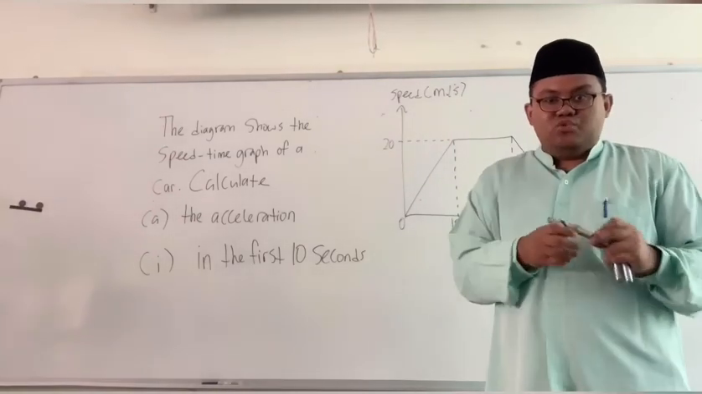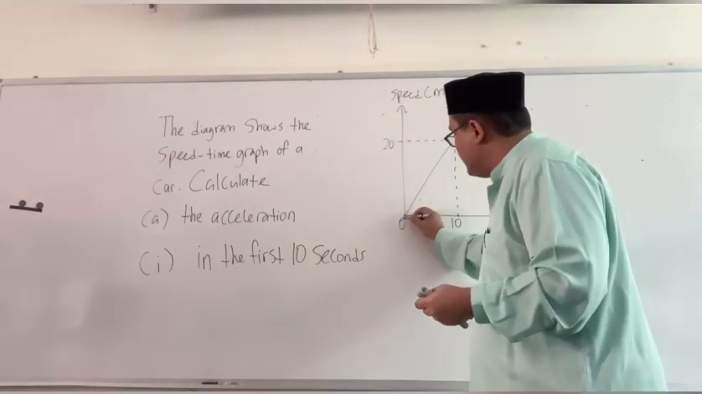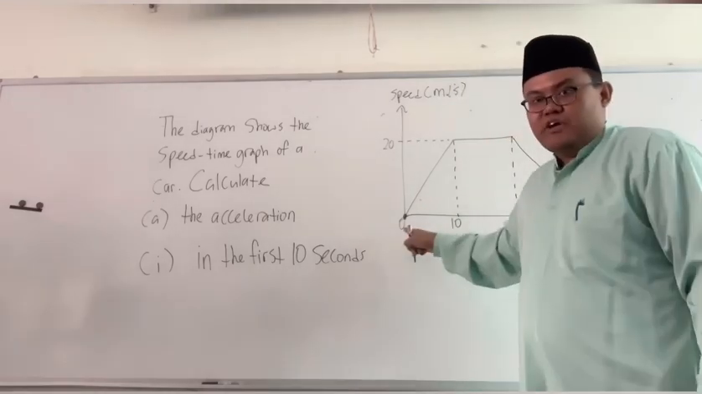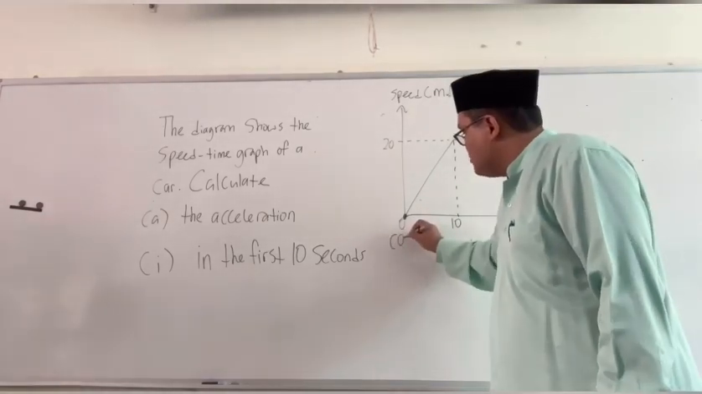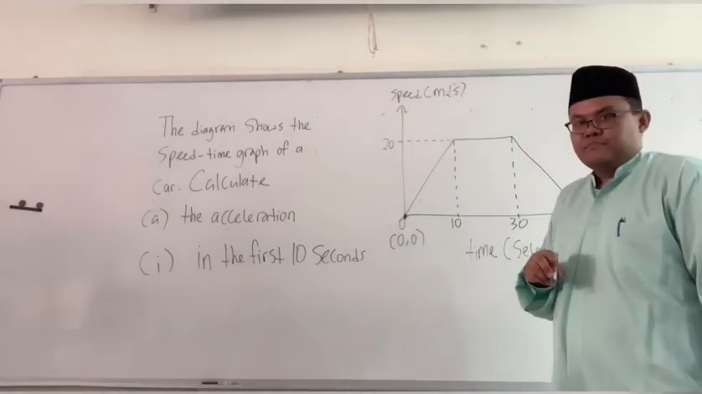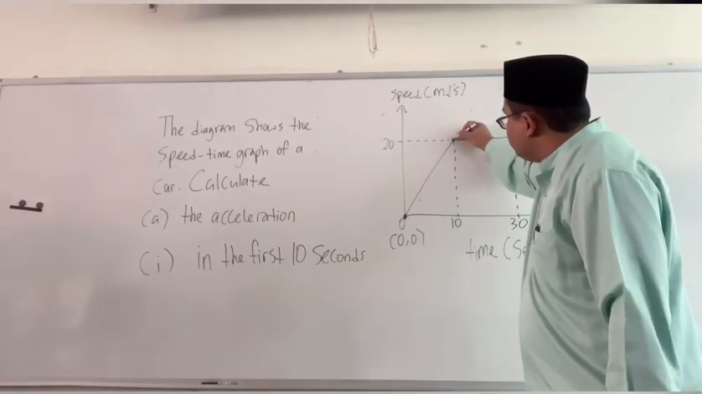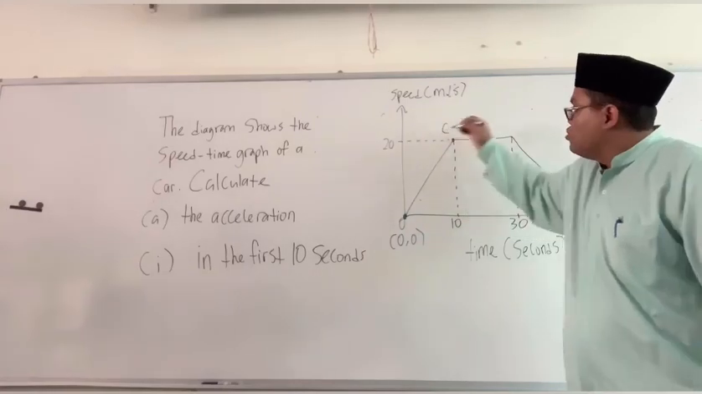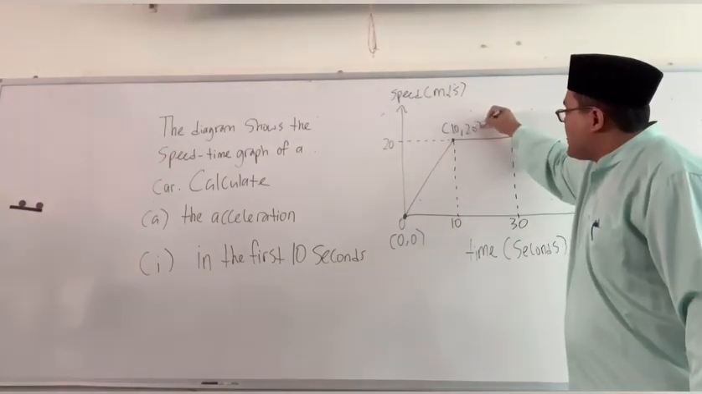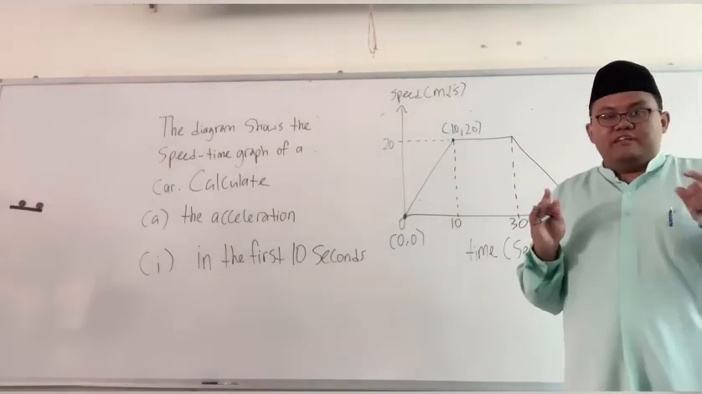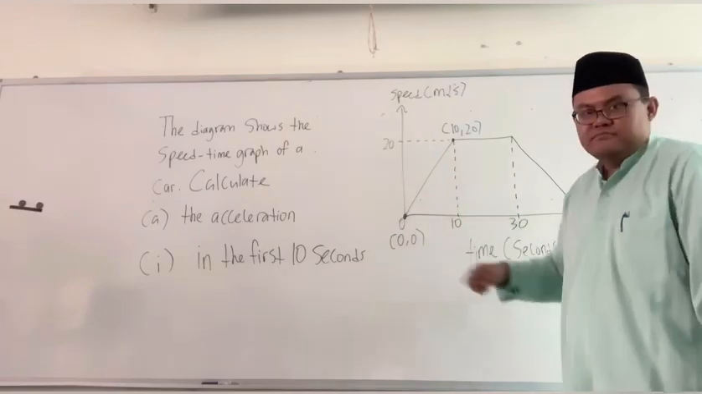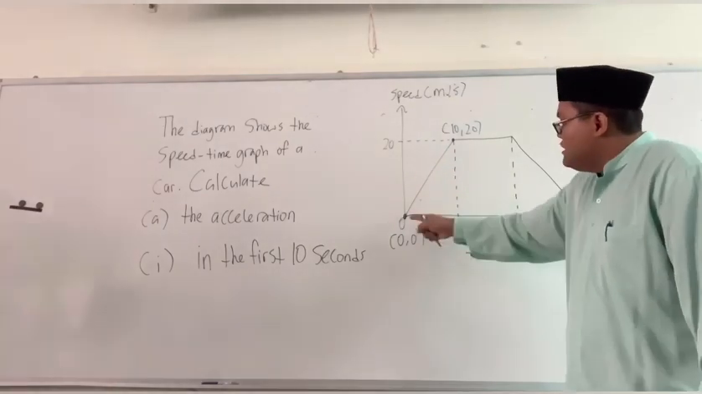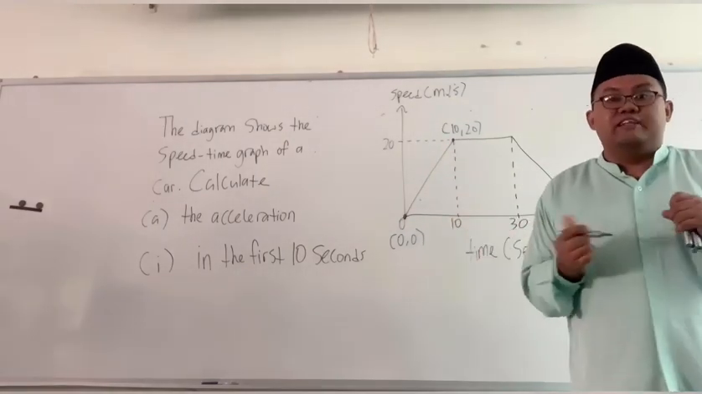Firstly, we need 2 points. So let's choose this point. This point has coordinate 0, 0. And let's choose this point. This point has coordinate 10, 20. Now, we could have chosen any other point on the line. It's just that only these 2 points we know their values.